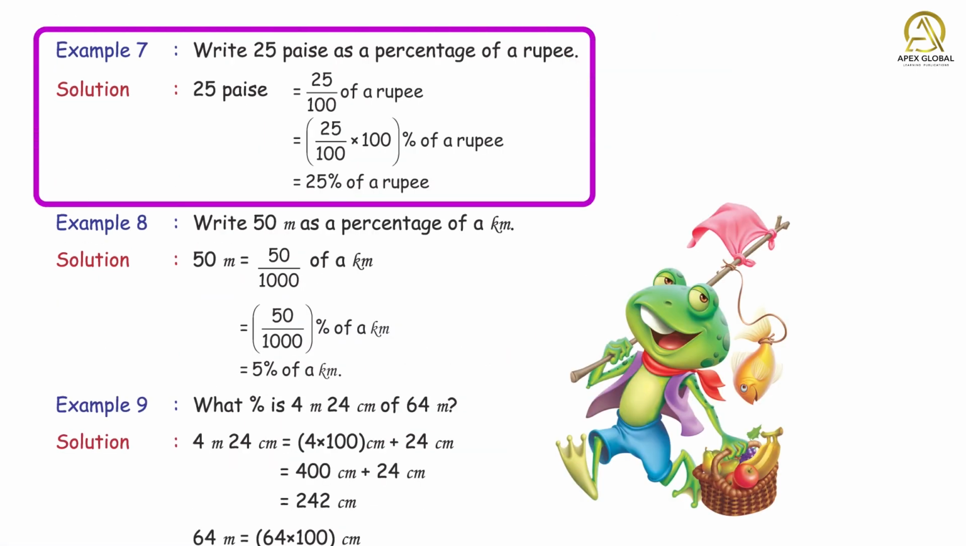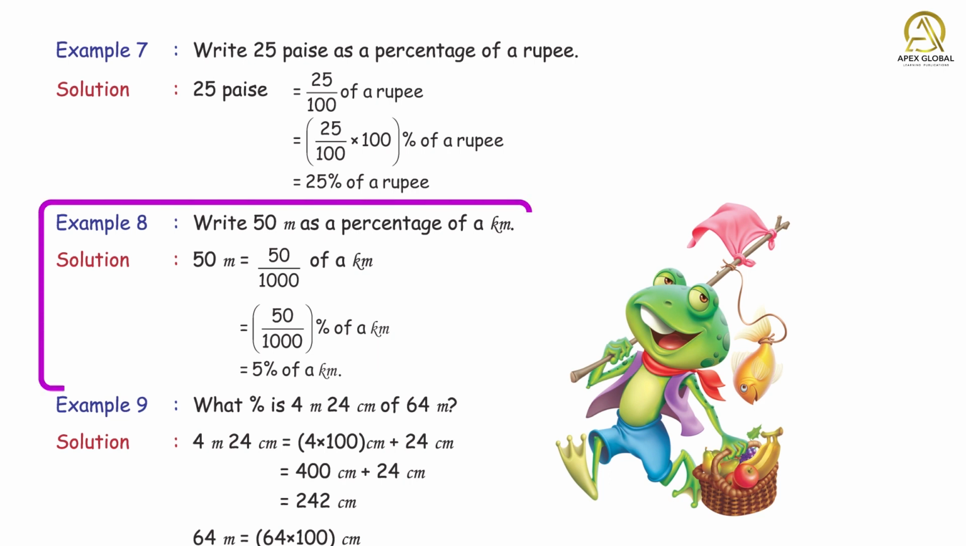Example 7. Write 25 paise as a percent of a rupee. Solution. 25 paise is equal to 25 upon 100 of a rupee. 25 upon 100 into 100% of a rupee, 25% of a rupee. Example 8. Write 50 meters as a percentage of a kilometer. Solution.